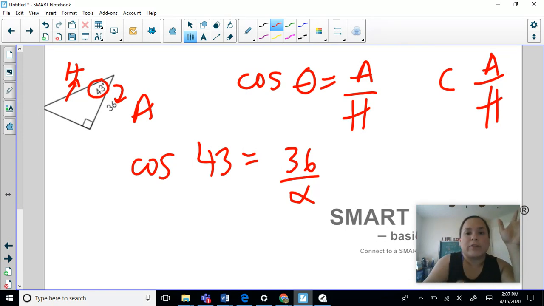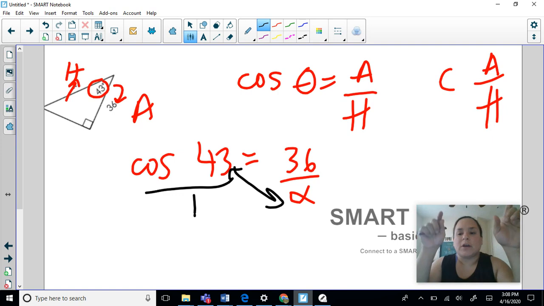Or there's this little trick: anytime you have cosine of 43, it's the same thing as saying you have cosine of 43 over 1, and it equals 36 over x. And so what will happen is, when you multiply both sides by x and then divide by cosine of 43, the x and the cosine of 43 are switching positions, right?